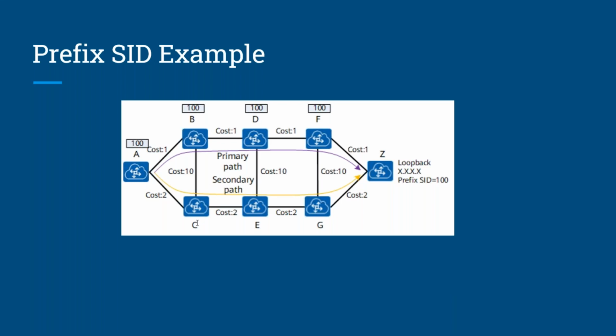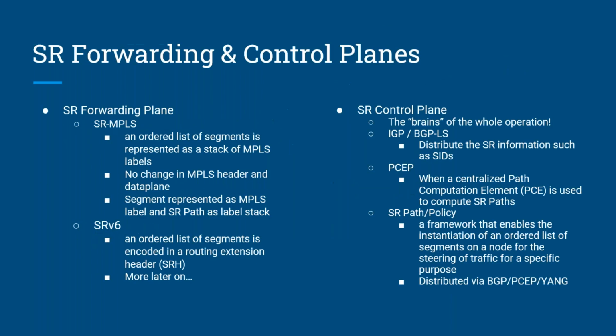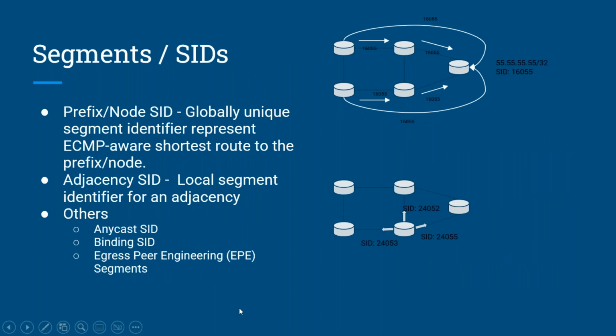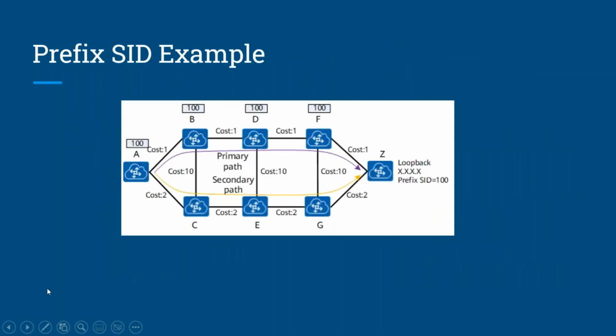It has a prefix SID of 100. As I said, this has been distributed to all the nodes in the SR domain. In the case where router A wants to send via the shortest path to node Z, it basically needs to put the SID 100 in the packet. And this 100 is known to everyone along the path, that I need to send this packet on the shortest path towards node Z.